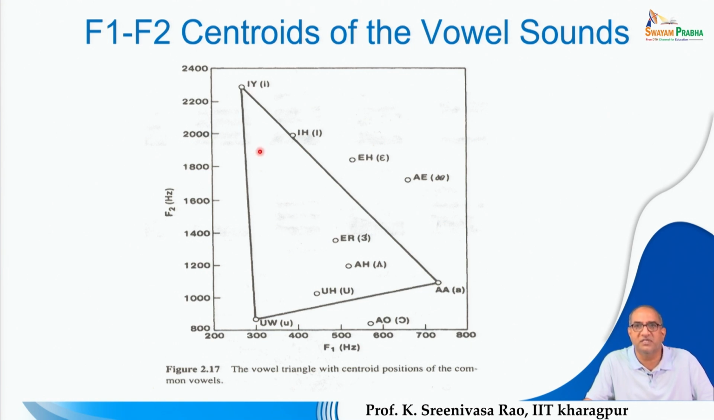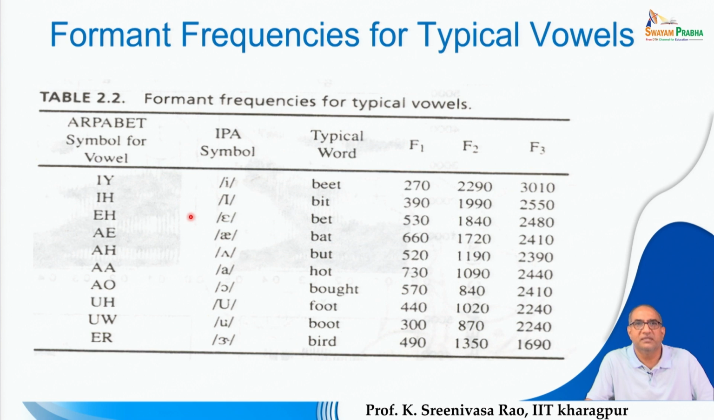It is not 100% accurate, but you will get an accuracy of around 60%, 70% and so on. This is the table corresponding to the different vowels. Here E, A, and then A. These are the different vowels in the English language.